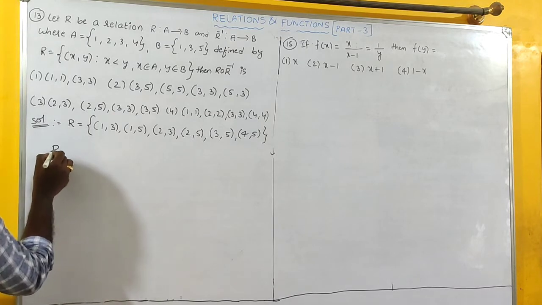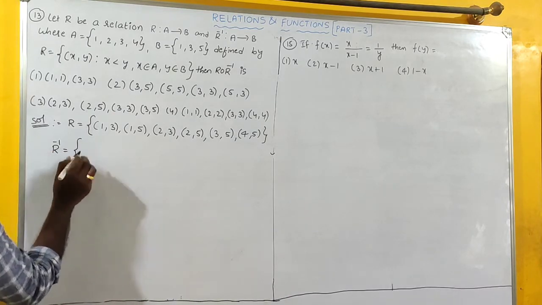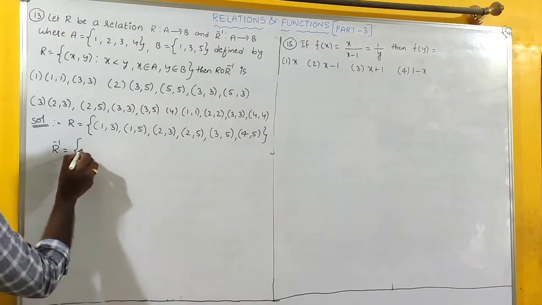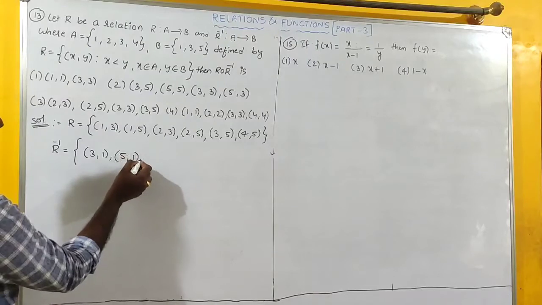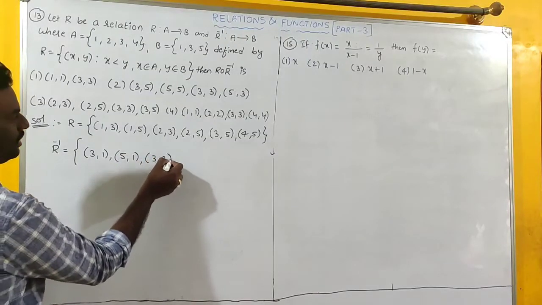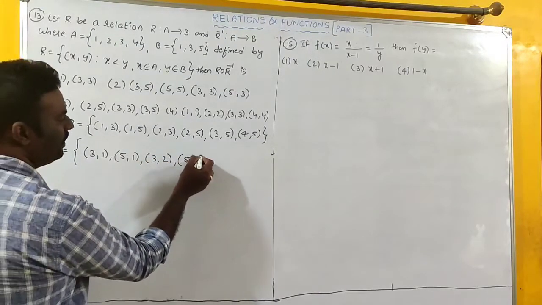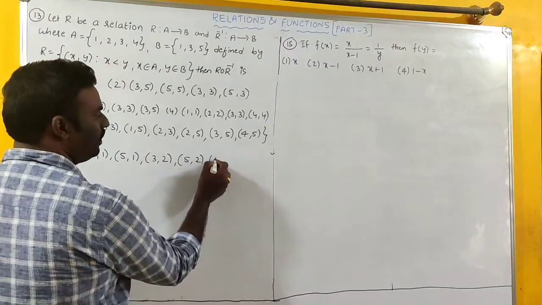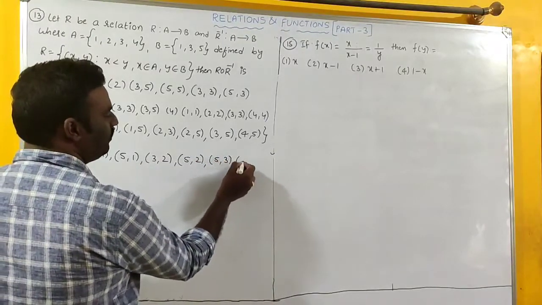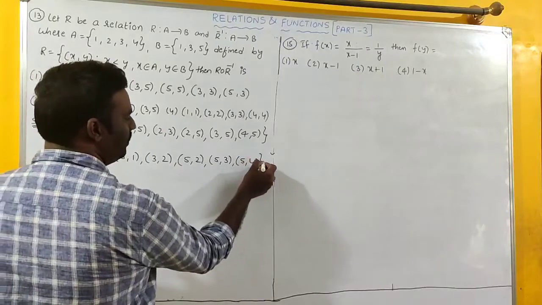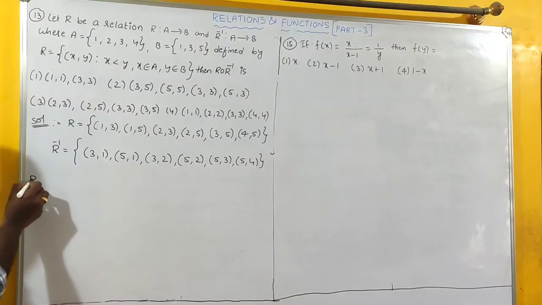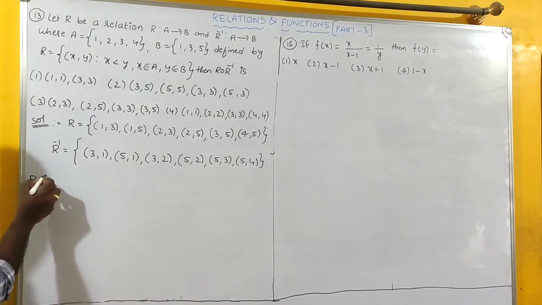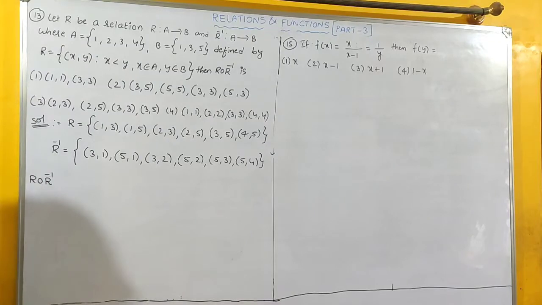Now R inverse. What is inverse? You need to interchange these two values in the ordered pairs. 3 comma 1, 5 comma 1, 3 comma 2, 5 comma 2, 5 comma 3, 5 comma 4. Now we need to find R circle R inverse. Okay, R circle R inverse.